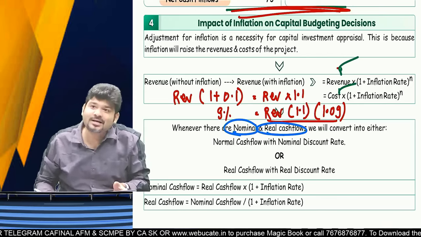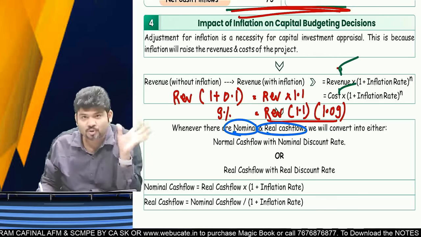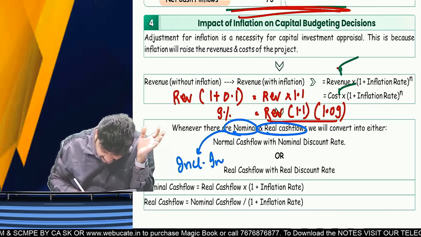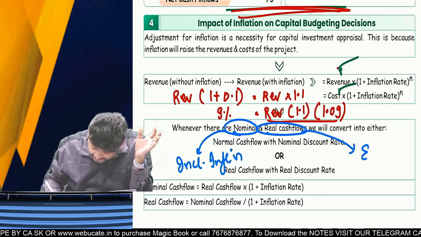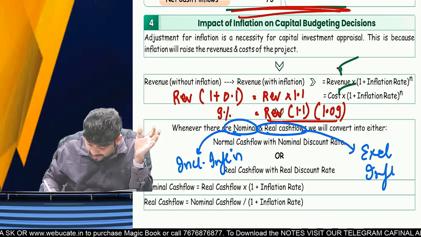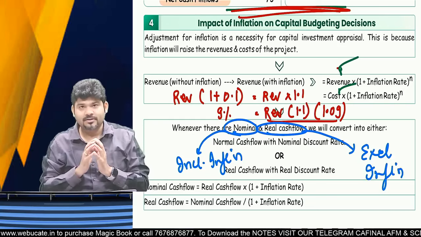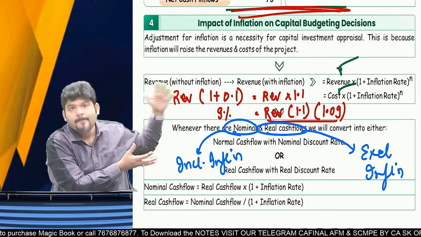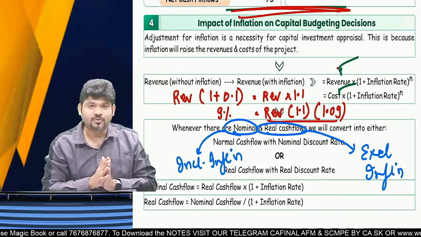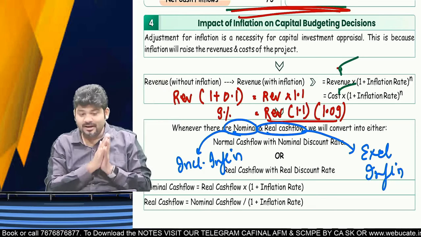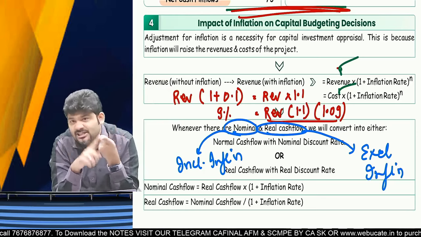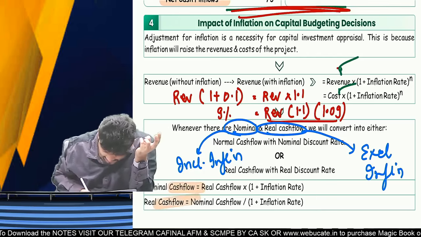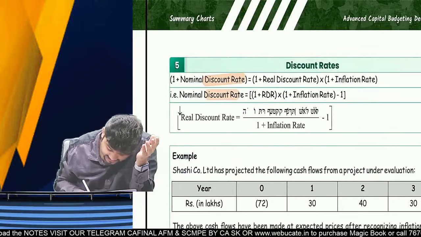Now, there is a concept of nominal cash flows and real cash flows. One is including inflation, the other is excluding inflation. So let me tell you, nominal includes inflation and real excludes inflation. Now, what happens is this. The cash flows either will be given to you as nominal cash flows or as real cash flows. Now, for nominal and real, there are two things. One is the cash flow, as you can see here. And the other is the discount rate, as you can see here.